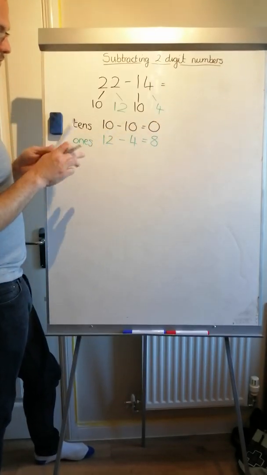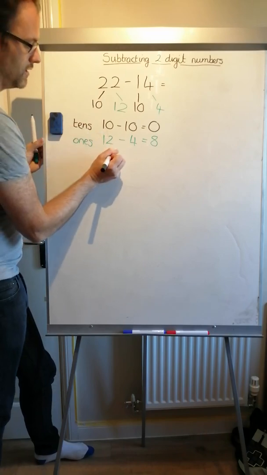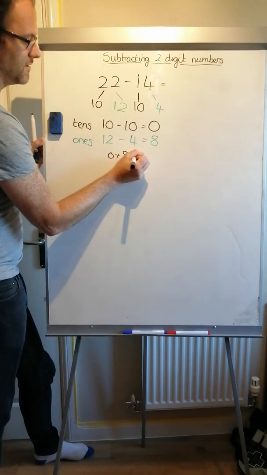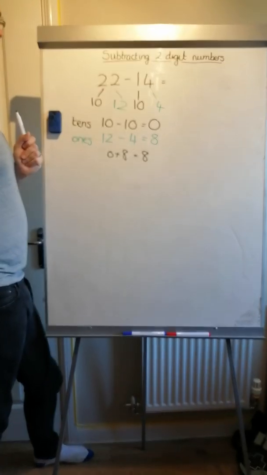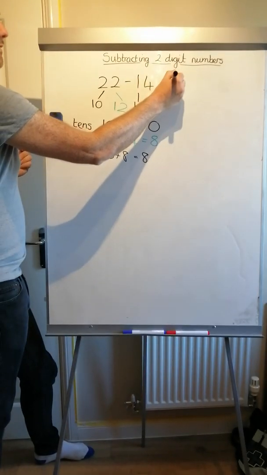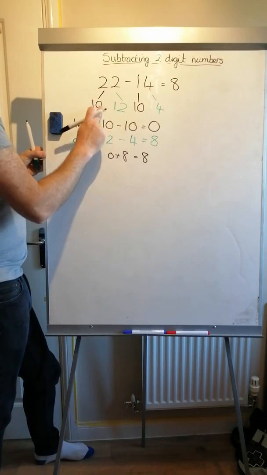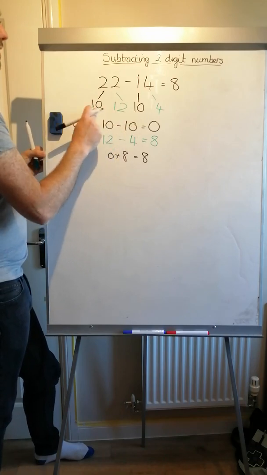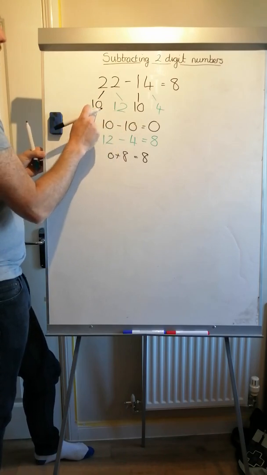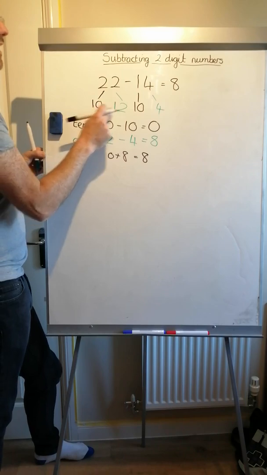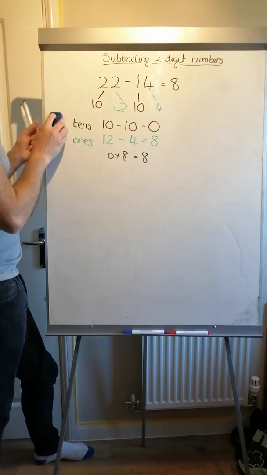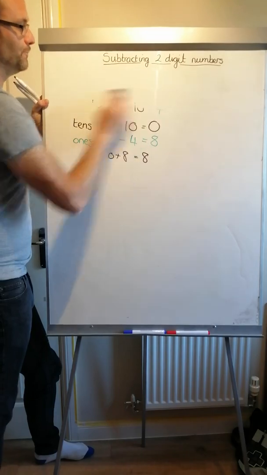We're still adding these two numbers together. So we've got 0, add 8, which is 8. Okay, which is what our answer would be, equals 8. So the only thing we're changing with this one is we're partitioning the first number in a different way. We've got to give one of the 10s from over here to the 10 over there. And you can do that with bigger numbers as well.